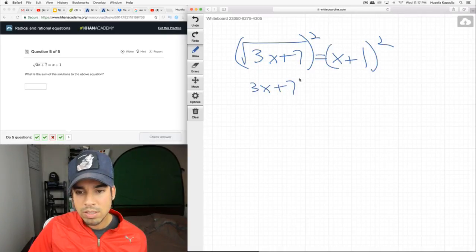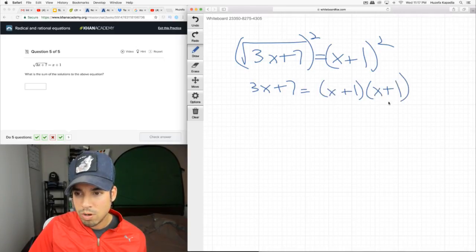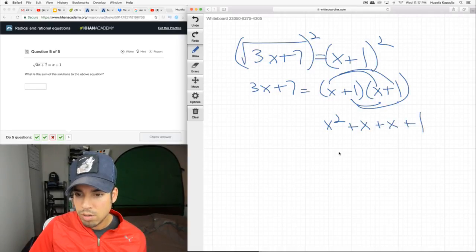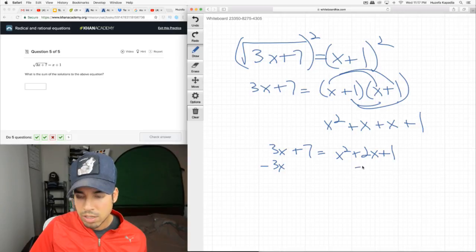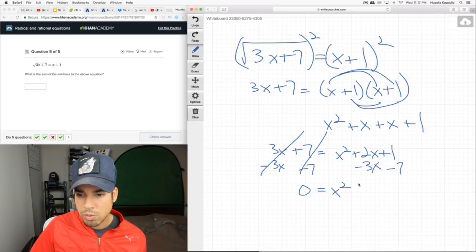We now get 3x plus 7 equals (x plus 1) times (x plus 1). Now let's FOIL this guy. And we get x squared plus x plus x plus 1, which is x squared plus 2x plus 1, equals 3x plus 7. Now I'm going to subtract 3x from both sides, and I'm going to subtract 7 from both sides, and we get 0 equals x squared minus x minus 6.